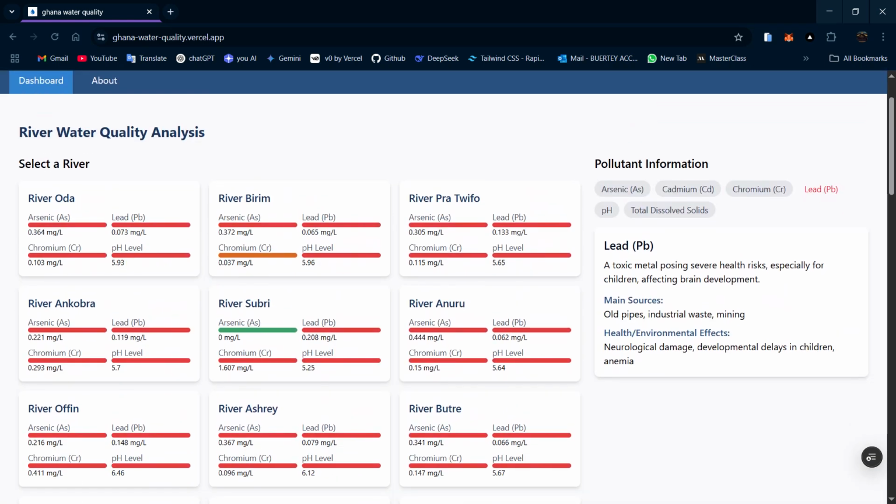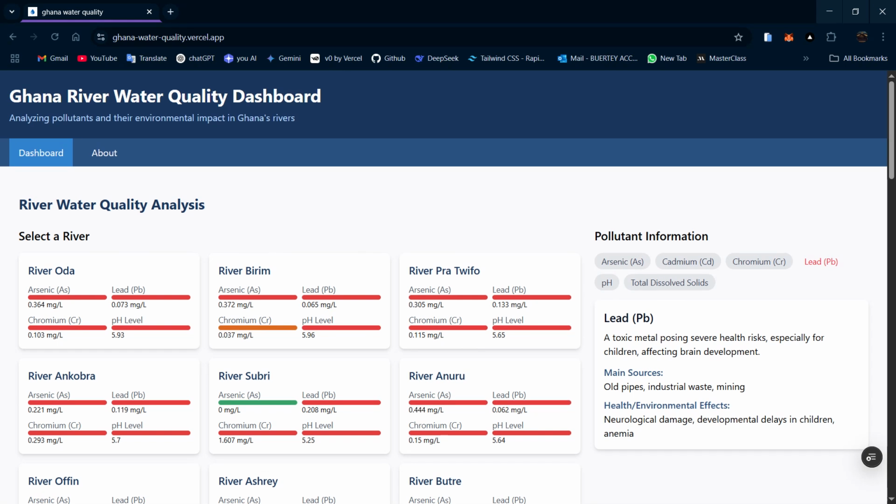Looking at the project, the rivers are all dangerous to human health. Yes, they are all dangerous to humans as well. And this is my project for the Galamsey.